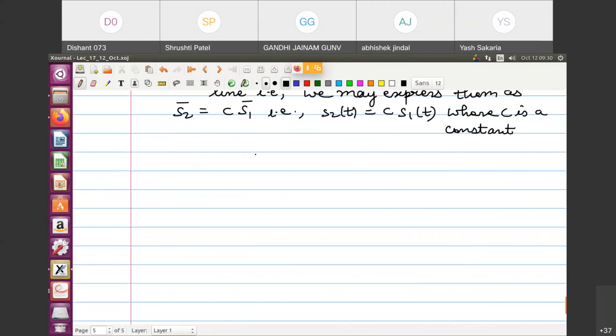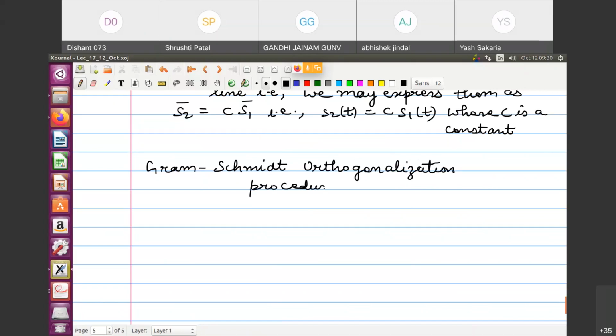So with this as the base, we need to move to the main procedure which we want to study. That is the Gram-Schmidt orthogonalization procedure. I think we have already gone through this, maybe in the ICT course, Introduction to Communication, or the ICS course, Communication Systems. But we will do it for the sake of completeness because this course needs it.